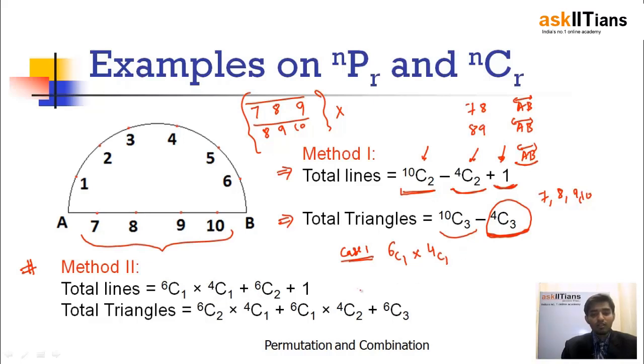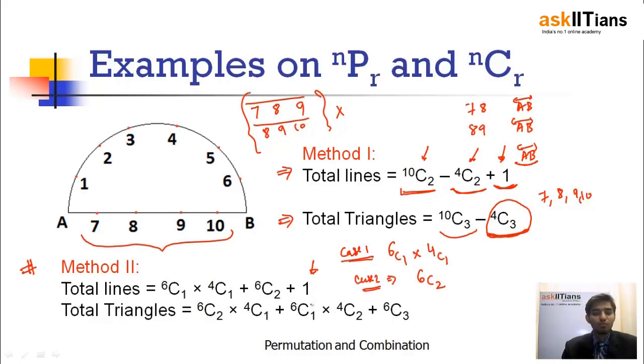Or what I can do is, case 2, I can choose any 2 points out of these 6 non-collinear points, then also I will get 1 line. And the third case will be line AB. If I join all the collinear points, I will get 1 line, so that will be line AB.